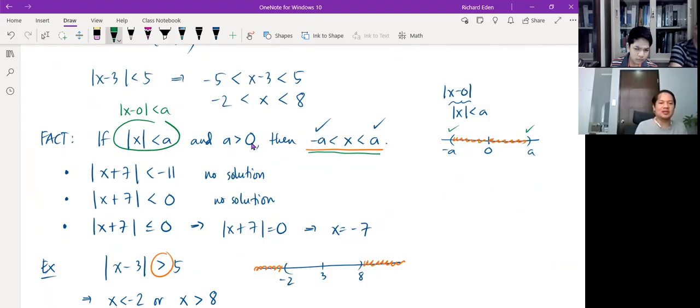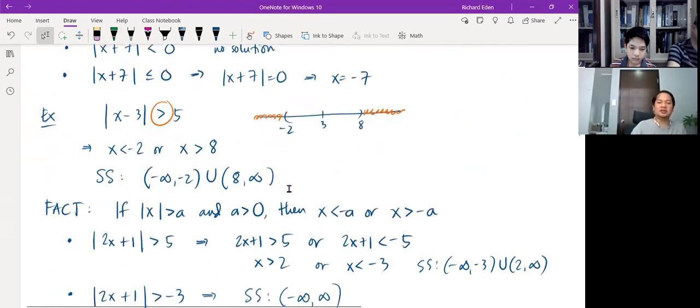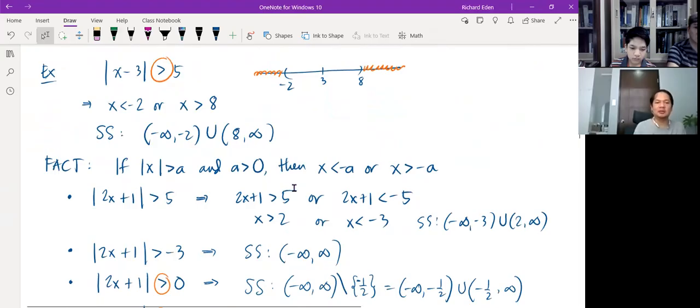So if the absolute value of x is less than a, it means that x is between negative a and positive a. So for example, if the absolute value of 2x plus 5 is less than 11, it means that 2x plus 5 is less than 11 and at the same time greater than negative 11. Now that's different from the opposite situation.